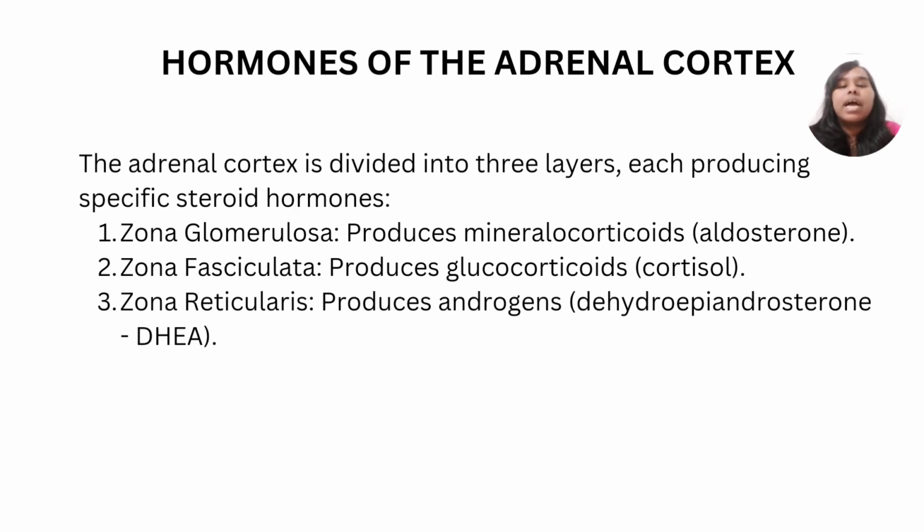Hormones of adrenal cortex. The adrenal cortex is divided into three layers, each producing specific steroid hormones. The first one is the zona glomerulosa, which produces mineralocorticoids, known as aldosterone. Zona fasciculata produces glucocorticoids, which is known as cortisol. Zona reticularis produces androgen, which is known as DHEA.